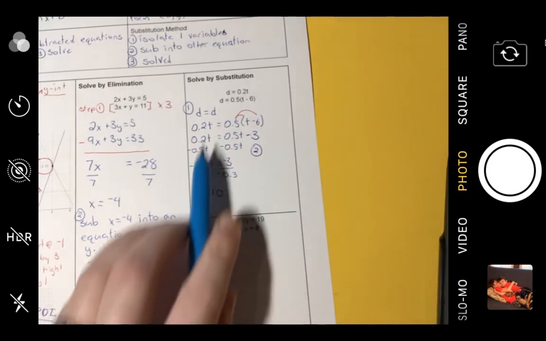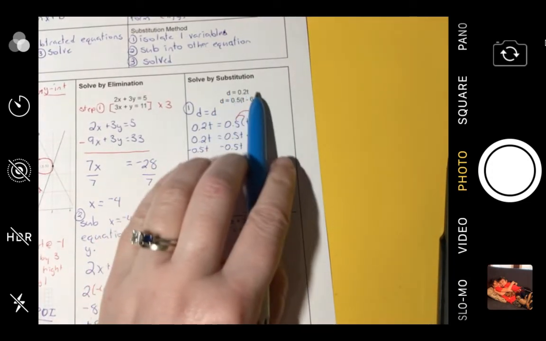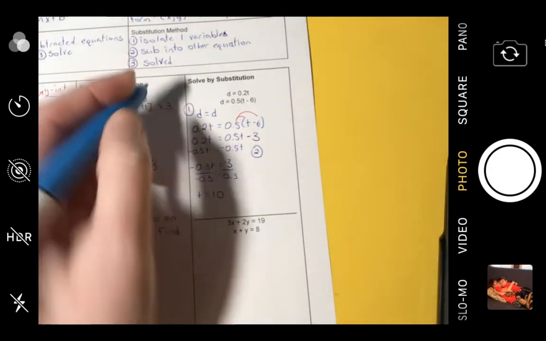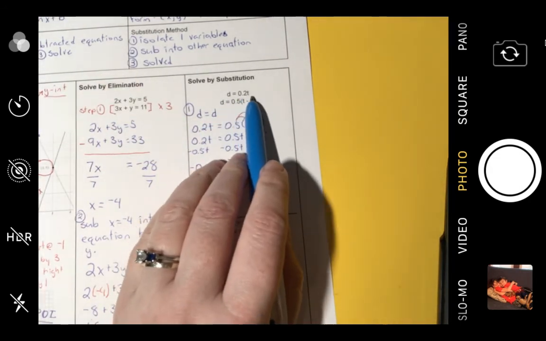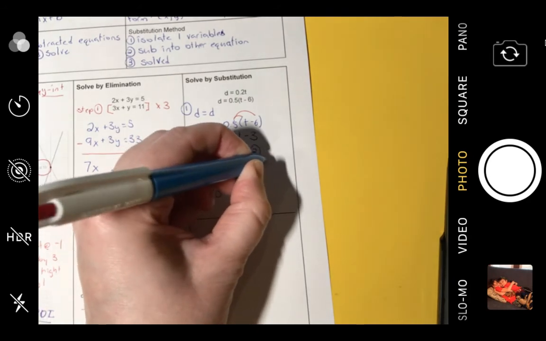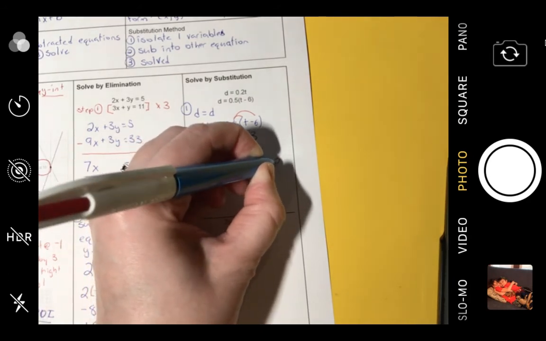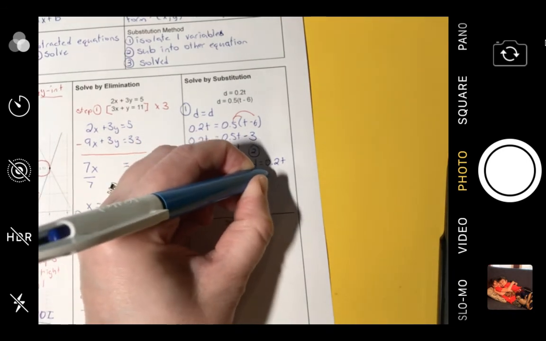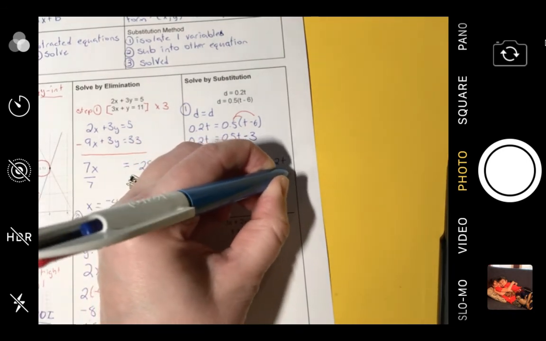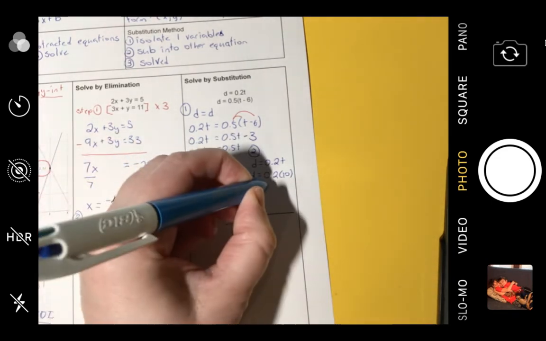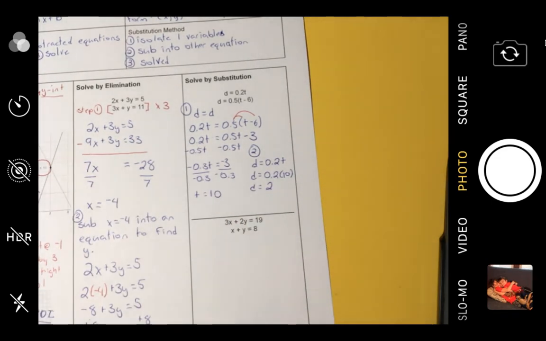Okay, so there's my t, and so that's step 1, and then step 2 is to plug my t into my equation. It can be either one to find my value for d. I'm going to use the first one because it's smaller. It's a simpler equation, so I'm just going to use that. So d is 0.2 times t, so 0.2 times 10. Well, 0.2 times 10 is going to be 2.